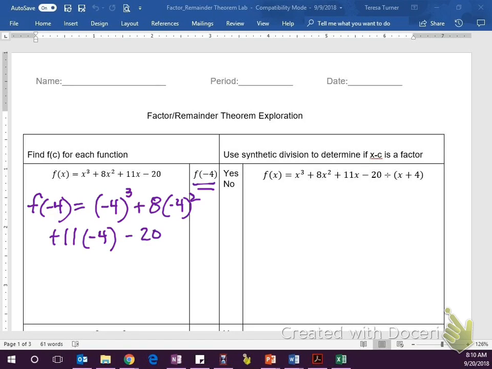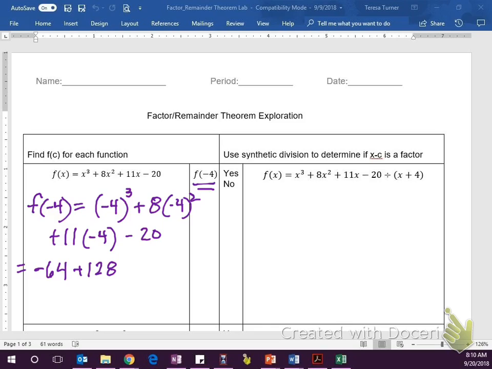Minus 20. So negative 4 cubed, first of all, it's a negative raised to an odd degree, so it's going to be negative. And 4 times 4 is 16, times 4 is 64, so we have negative 64. Negative 4 squared becomes positive, so that gives us 16 times 8. Anybody know what 16 times 8 is? 128.